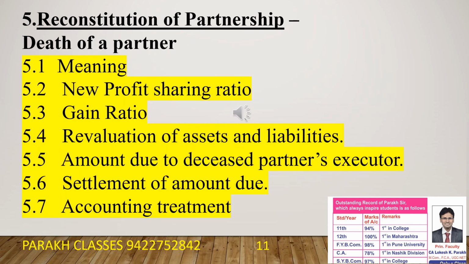Next part under reconstitution of partnership is death of a partner, meaning new profit sharing ratio, gain ratio, same as it was in the retirement of partner. Revaluation of assets and liabilities, amount due to deceased partner's executor, deceased that is the partner who died and his executors, मतलब उसके जो भी वारिस होंगे वो, settlement of amount due, जो भी पैसा देना बाकी हो settlement, accounting treatment of it that we are going to see.